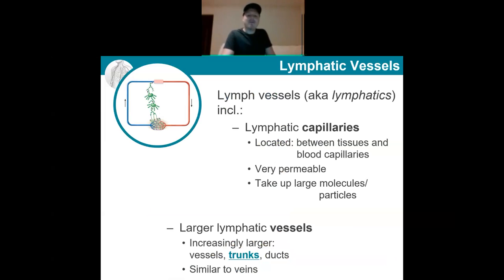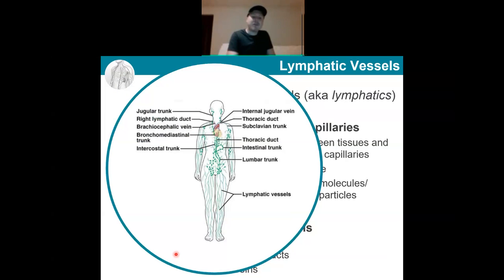So we go from vessels to trunks, and then we go to the ducts. Bigger blood vessels, bigger lymphatic vessels. And there are a few different trunks that we can find in the body that are important for us to know. Well, it's easy to identify those because their name tells where they're located. So we, for example, have a lumbar trunk. That's at the lower back. We also have our intestinal trunk. Well, that's where your intestines would be.